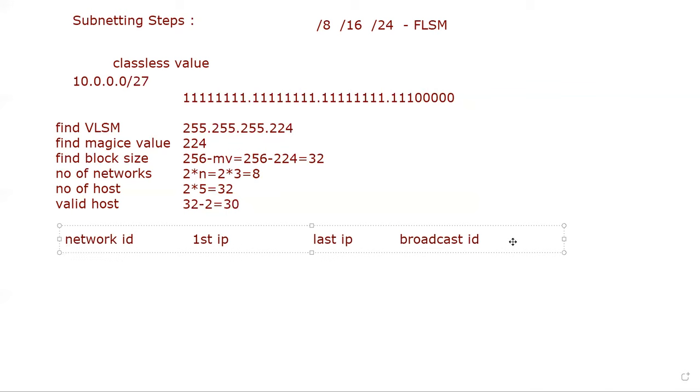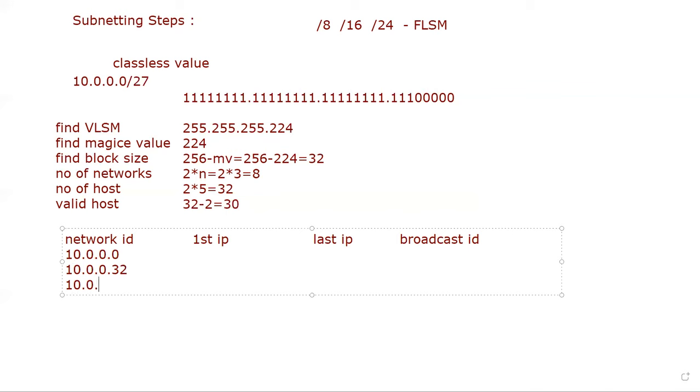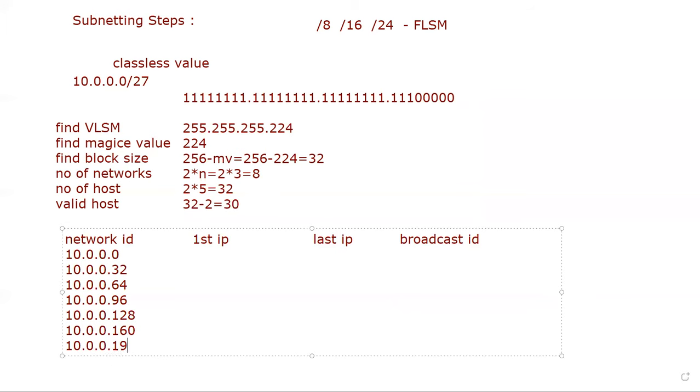So what will be my network ID? Like 10.0.0.0. What is my block size? 32. So 10.0.0.32 is my next network. 10.0.0.32, 32 more is 64. 64 plus 32 is 96. 96 plus 32 is 128. 128 plus 32 is 160. 160 plus 32 is 192. And then 224.